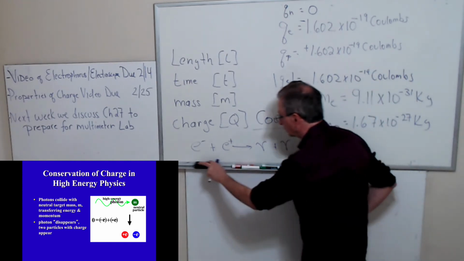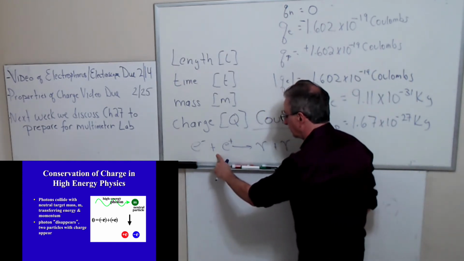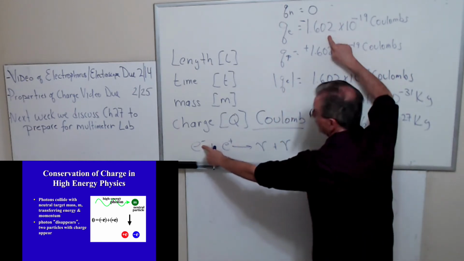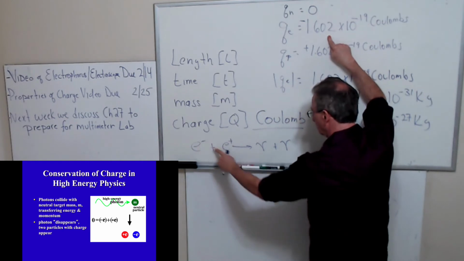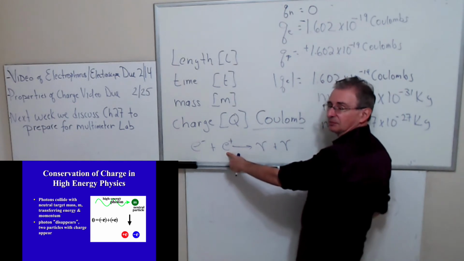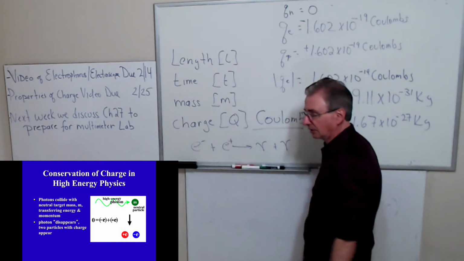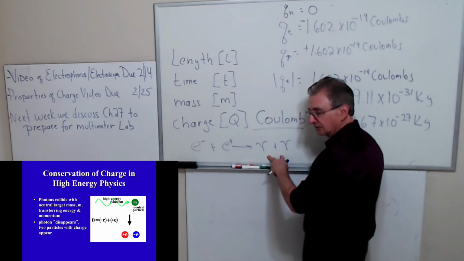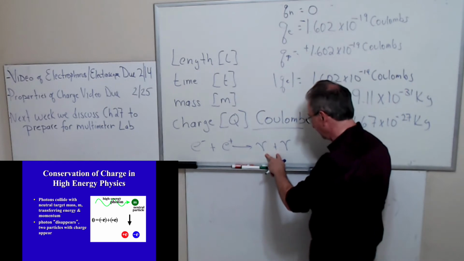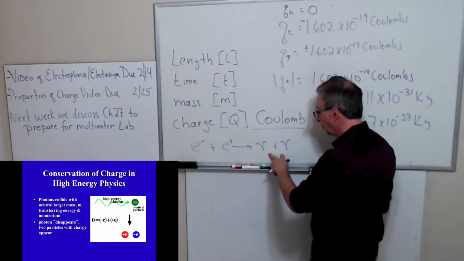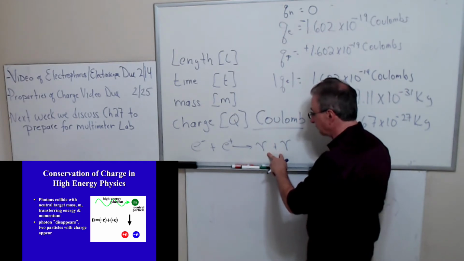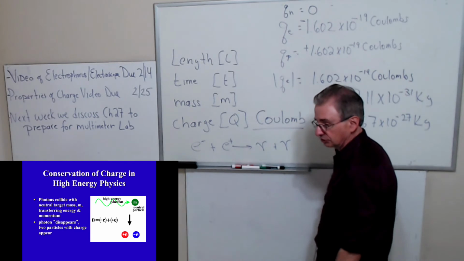Notice that the amount of charge I have on the left is 0, because the electron has minus 1.602 times 10 to the minus 19 coulombs. The positron has the opposite charge, plus 1.602 times 10 to the minus 19 coulombs. The sum of these two is 0. And what I end up with is the mass getting converted to energy. We know that's possible from relativity. And you have no charge on this side. No charge on the left, no charge on the right of this equation, showing that charge is conserved.